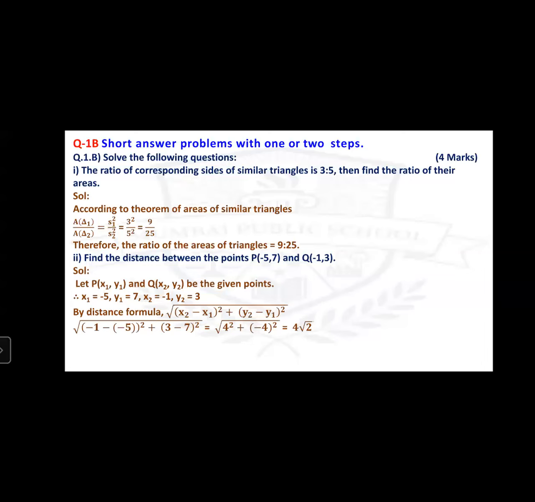And 32 we can write as 16 into 2. And 16 is a perfect square, the square root of 16 is 4. So here the answer is 4 root 2. So the distance between these 2 points is 4 root 2. Okay. Now the next, third question.